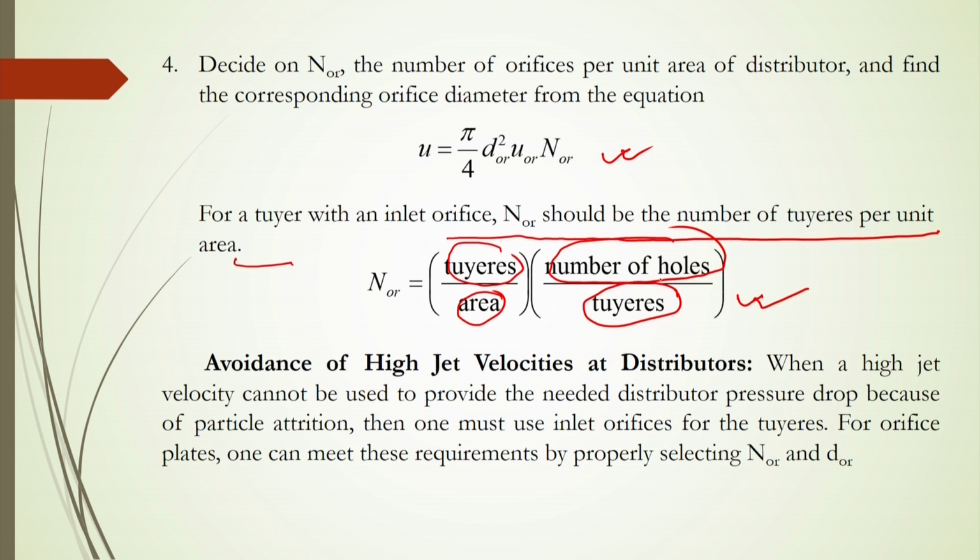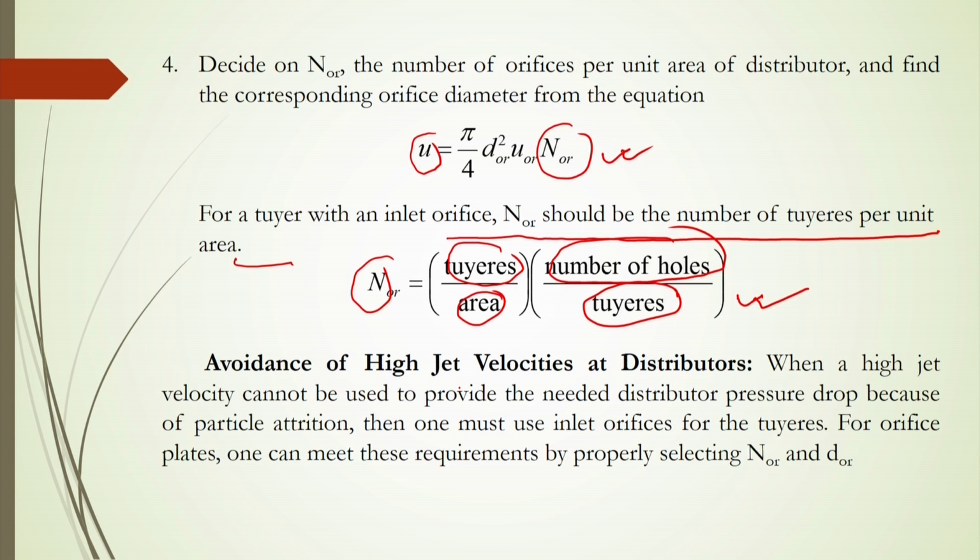So, once you know this number of holes, then you have to substitute it here, and then find what the U is. Again, you have to check what the UR will be, whether it is the same as the gas velocity at which you are going to operate the fluidized bed or not.